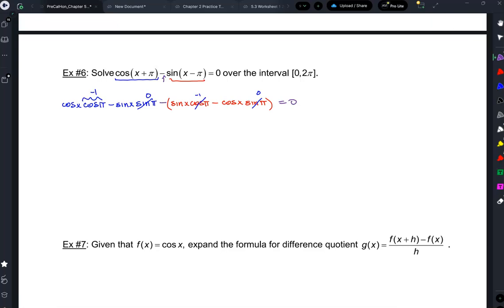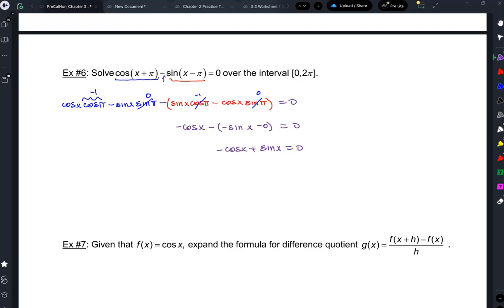So here, I get negative cosine of x. This whole thing is 0, right? Because it's sine times 0. Minus negative sine of x, right? Minus 0. Okay, because sine of pi is 0. So it looks more complicated than it is. So this is negative cosine x plus sine x is equal to 0. Yes?